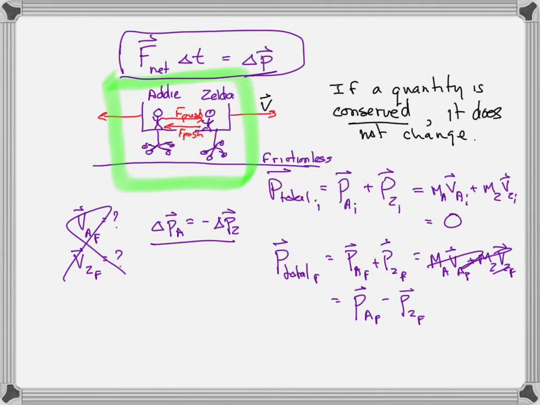Because they're equal, we can replace the final momentum of Zelda with negative the final momentum of Addy, and the total final momentum must therefore be 0. In other words, what we've just shown is that the momentum of Zelda in this direction, P final, is equal to the momentum of Addy in this direction, P final. Those two are the same thing.